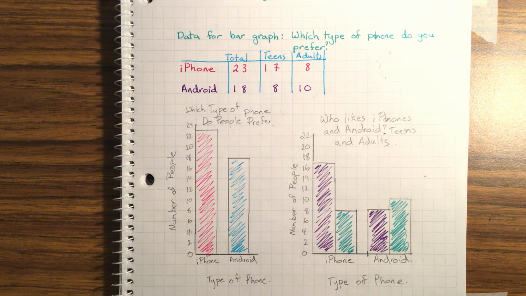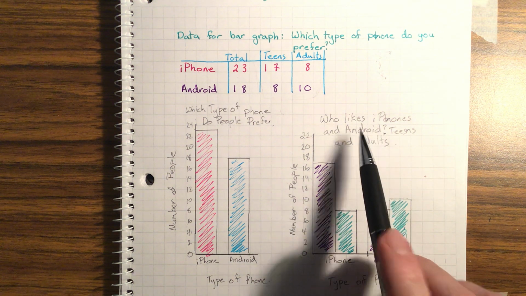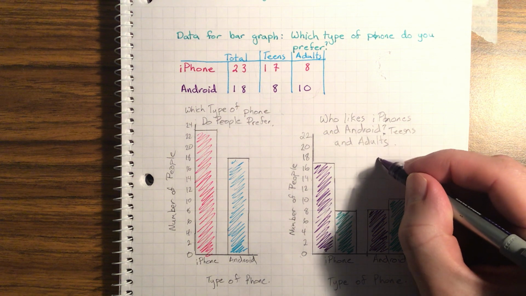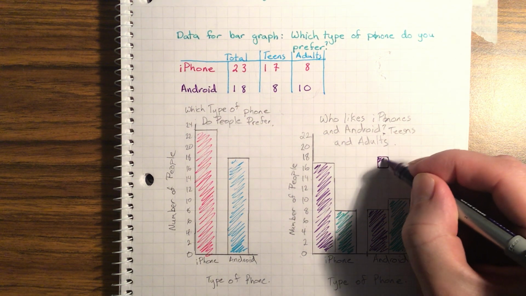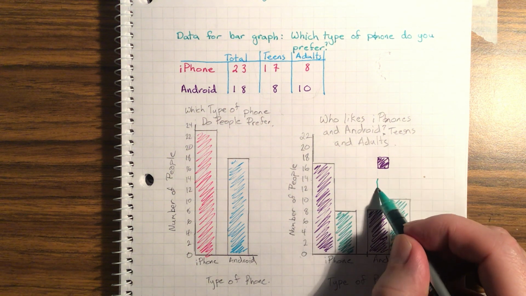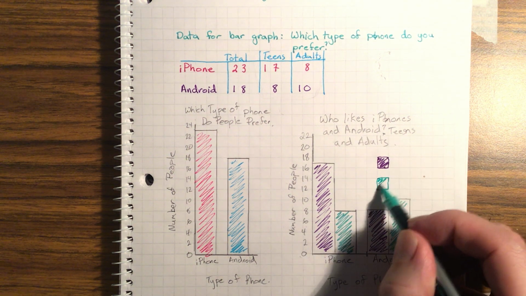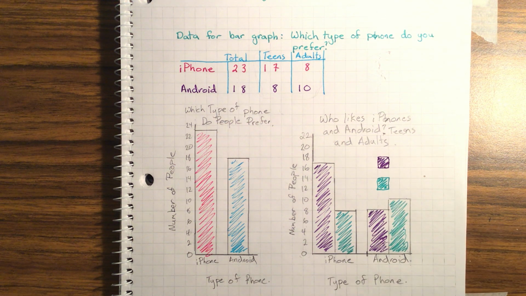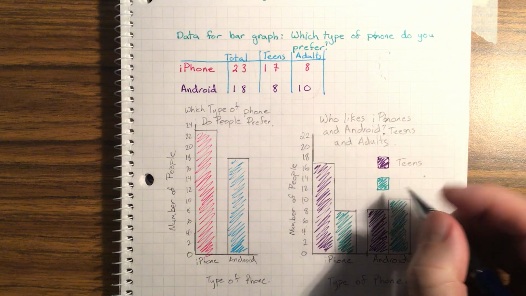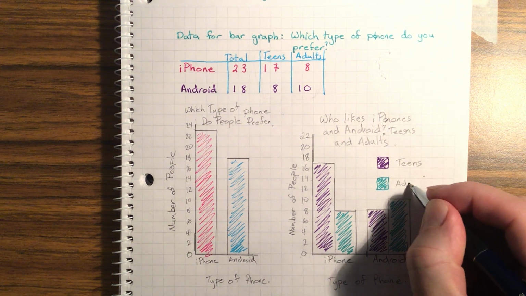Now, there's one more thing I don't have on this. I have my main title, my vertical axis title, my horizontal axis title. I have my scale. I have my bars all neatly colored. I need a legend for this. So I need to tell everybody what the purple means and what the green means. The purple means teens. The green means adults.